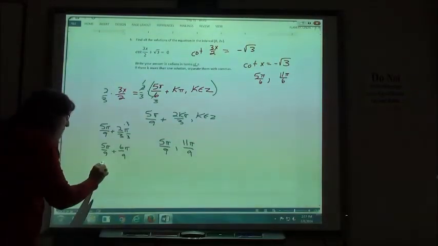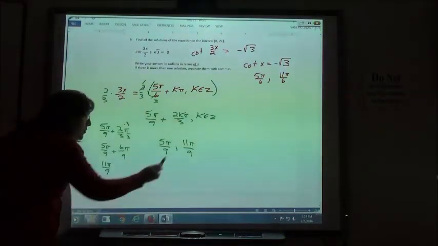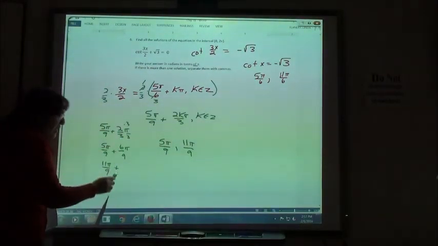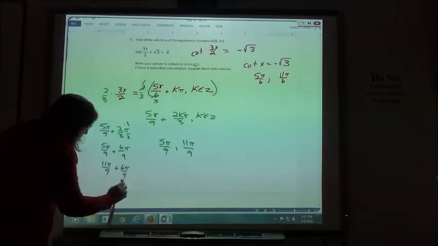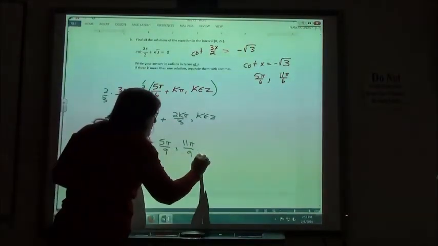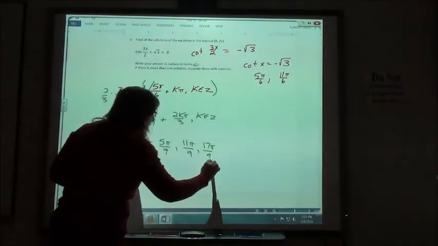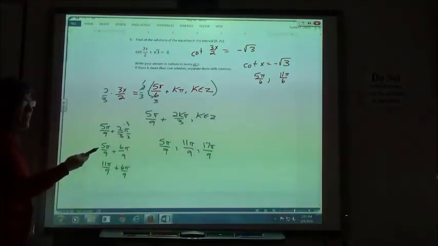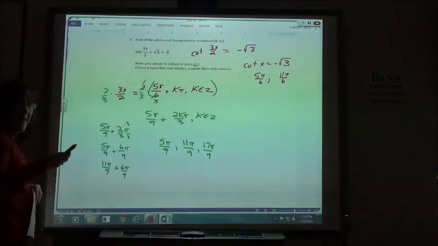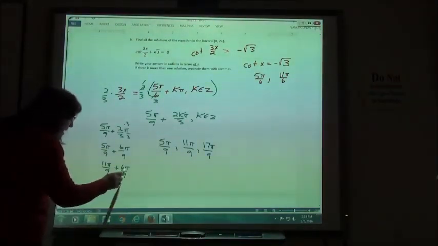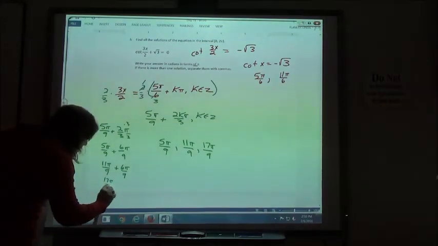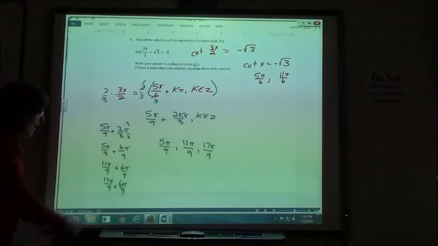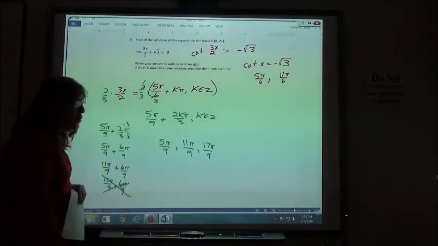So again, I'm going to have my 11 pi over 9, which was this answer. I'm going to add my 2 pi over 3, which I changed to 6 pi over 9. And if I add that together, I get 17 pi over 9. That's still less than 2 pi. 9 goes into 17 once and 8/9. I'm not quite to 2, right? If I take my 17 pi over 9 and add another 6 pi over 9, then I'm going to be too big. That's going to be more than 2 pi.